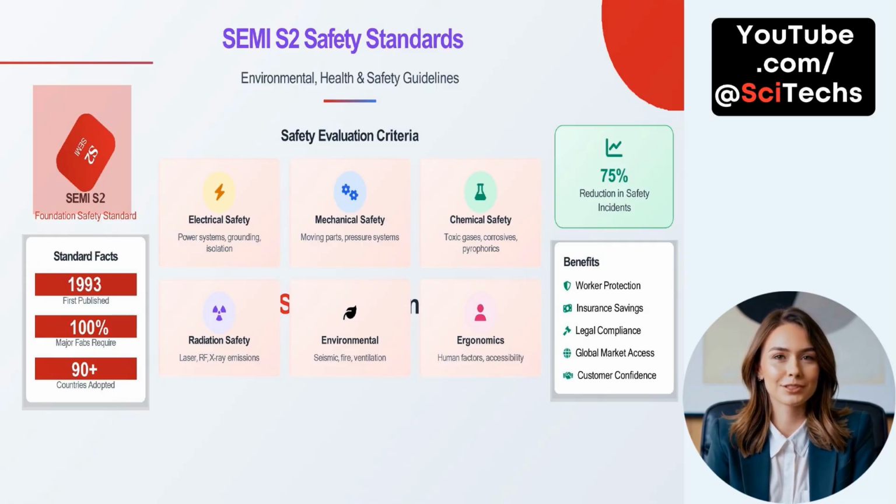Electrical safety focuses on power systems, grounding, and isolation. Mechanical safety addresses hazards from moving parts and pressure systems. Chemical safety evaluates risks from toxic gases, corrosives, and pyrophoric materials. Radiation safety covers emissions from lasers, RF, and X-rays. Environmental considerations include seismic safety, fire risk, and proper ventilation. Finally, ergonomics ensures human factors and accessibility are considered in equipment design.